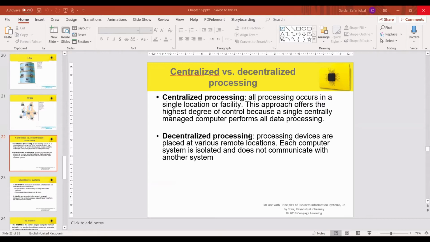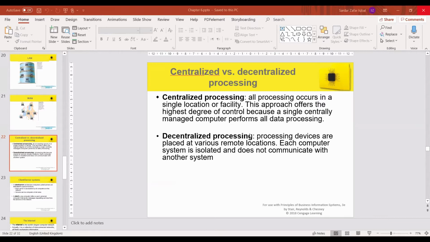Okay, now moving on, centralized versus decentralized processing. Centralized processing, all processing occurs in a single location or facility. This approach offers the highest degree of control because a single centrally managed computer performs all data processing. So all your data will be processed at one location.